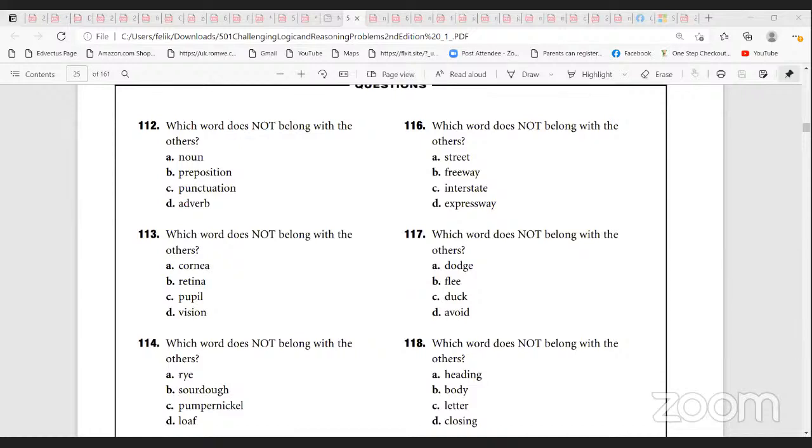2 minutes to go. 2 minutes to go. Then we go with our answers.